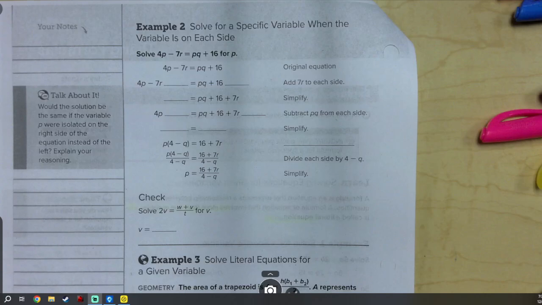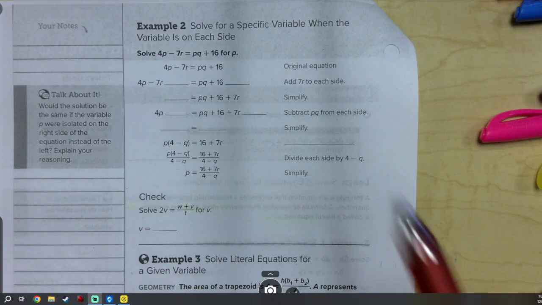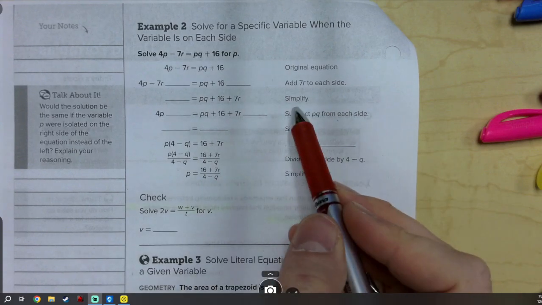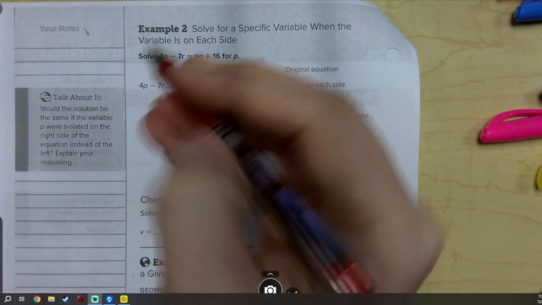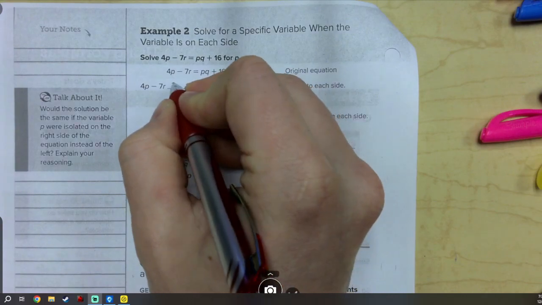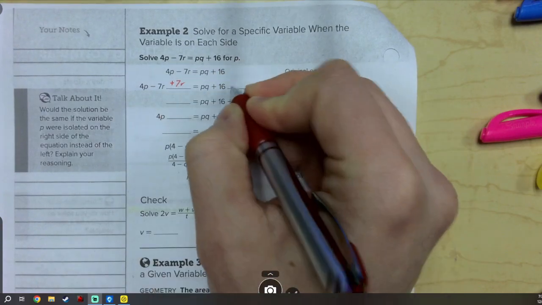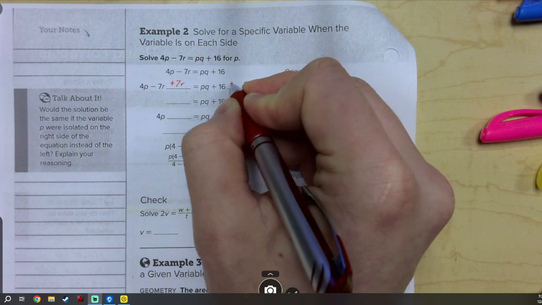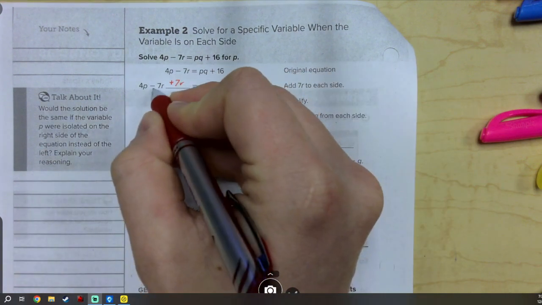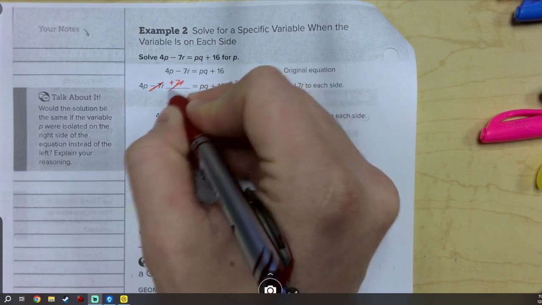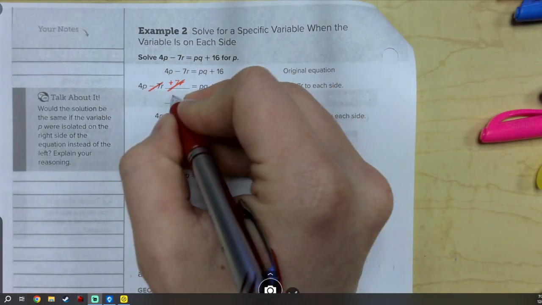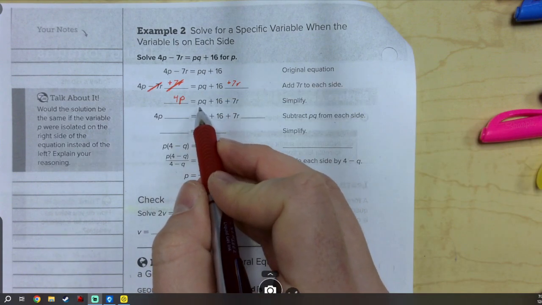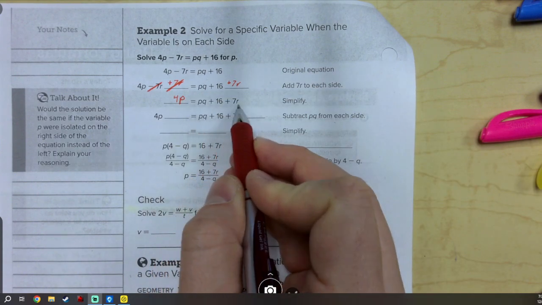Example 2. We're going to solve for p. It has us add 7r to each side. We have a negative 7r here, so by adding 7r, we are going to move it from the left to the right. 7r cancels here, cancels here. 4p drops down, and we are left with pq plus 16 plus 7r.